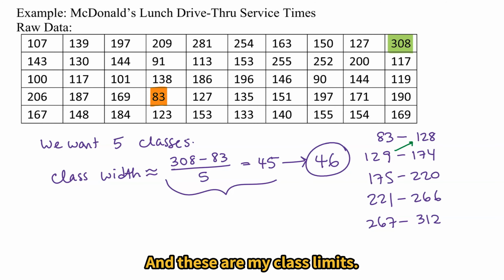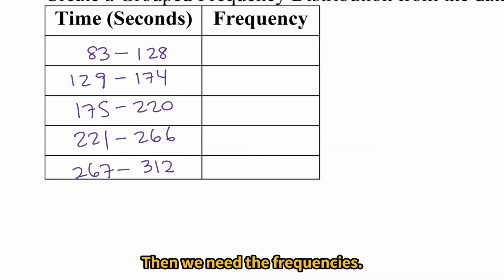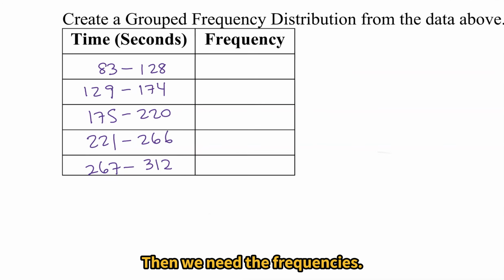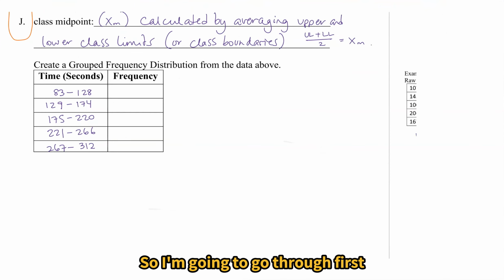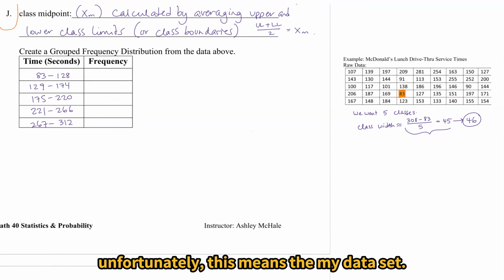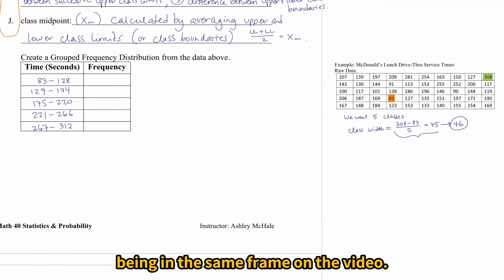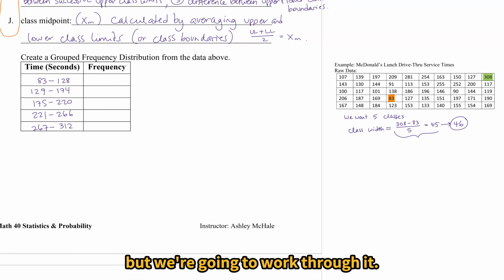And these are my class limits. So I'm going to drop these class limits right here in my frequency table. Then we need the frequencies. So I'm going to go through first and start making a tally. Now, unfortunately, this means that my data set and my frequency table being in the same frame on the video is going to be a little tough, but we're going to work through it.